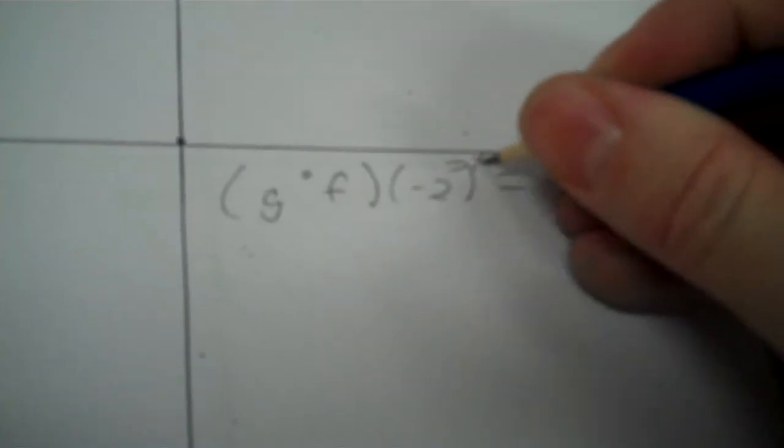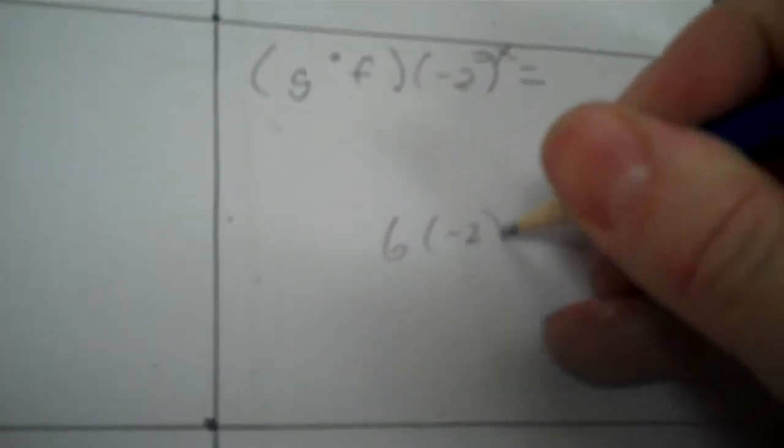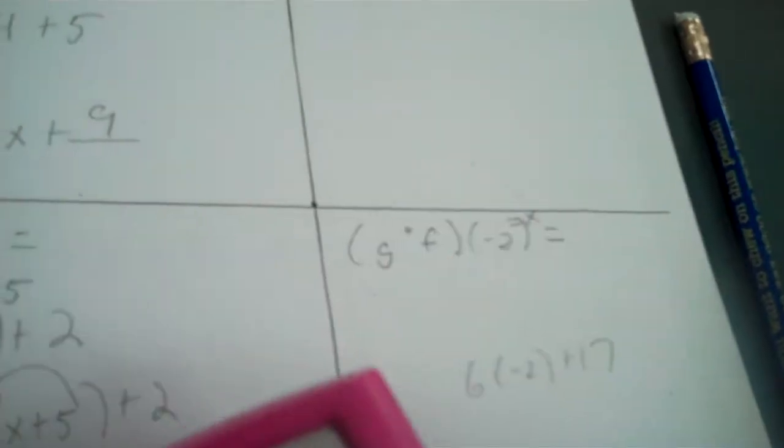So here I'm going to put negative 2 in for x, so we're going to have 6 times negative 2 plus 17. So we got 5.